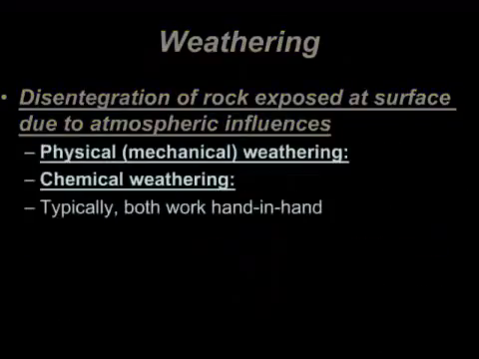There are two main types of weathering. They are physical weathering and chemical weathering, both of which we'll talk about in sections. Although they're two separate things, typically they work hand in hand together to help break down our underlying bedrock and regolith.